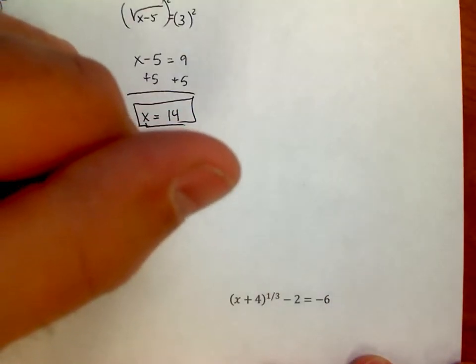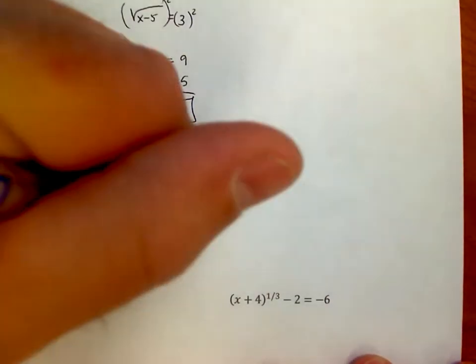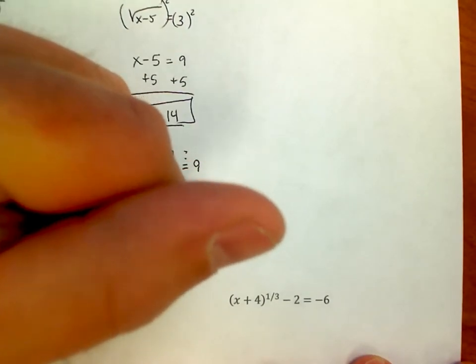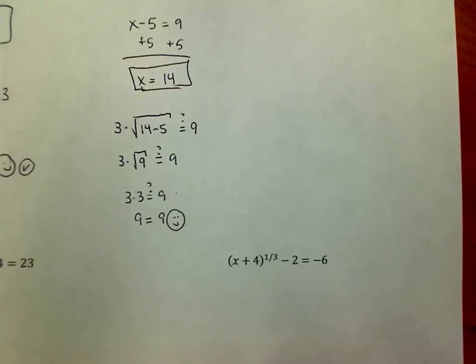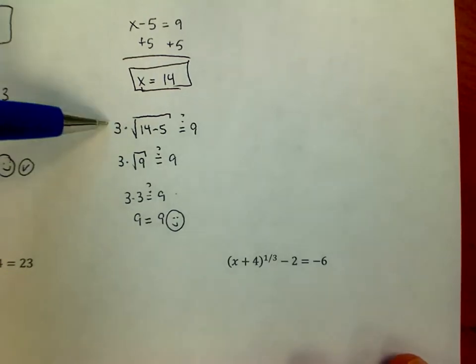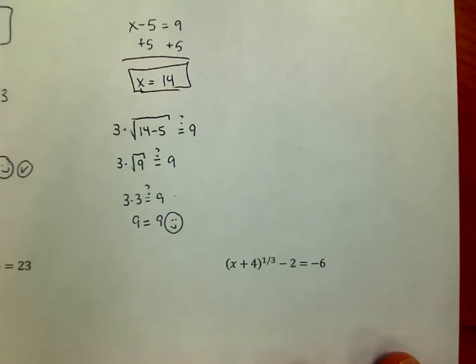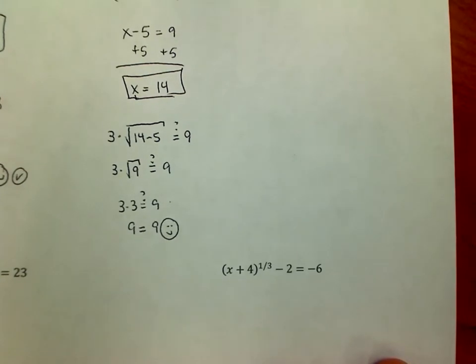So 3 times 3. Does 3 times 3 equal 9? Yes, it does. 9 is equal to 9, so we get a smiley face, or whatever kind of symbol you want to use to signify that I've walked that through. I put it back into the original equation, and that number does indeed work. So the answer on this one is 14.